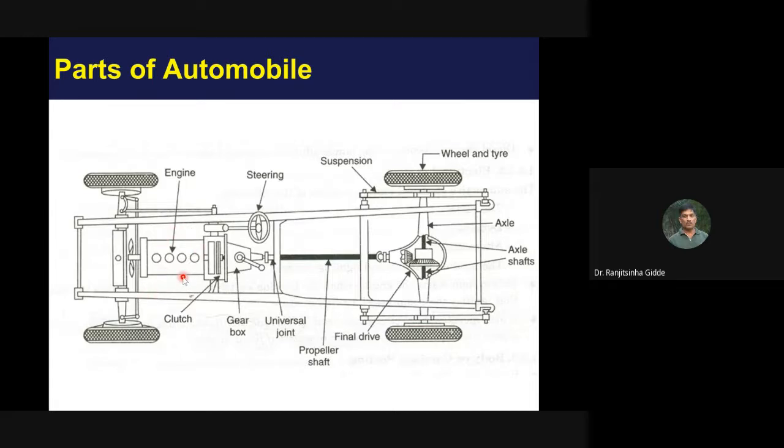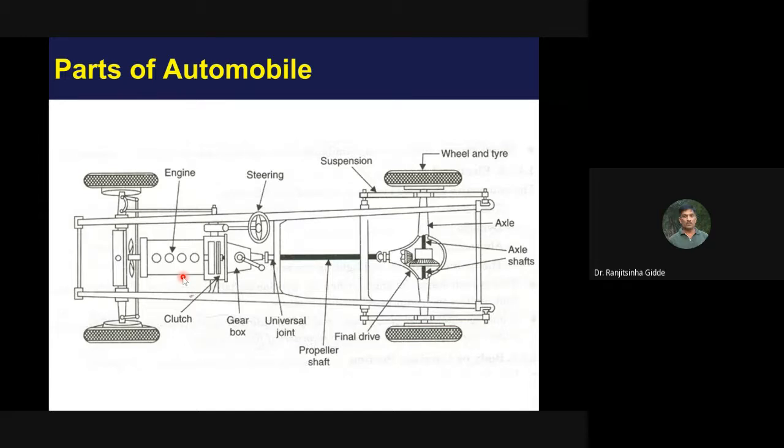A prime mover is nothing but a source of energy on a vehicle. Now in case of electric vehicle, which one is a prime mover? There is prime mover in the form of battery.